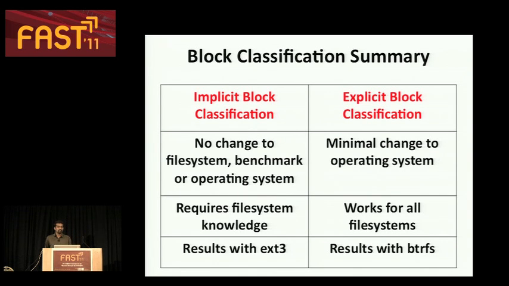This slide shows a summary of the two different block classification approaches that we just discussed. Implicit block classification approach doesn't need any change to the file system, the benchmark, or the operating system. However, it needs file system knowledge to parse the metadata. The explicit block classification approach, on the other hand, needs minimal change to the operating system, and since it doesn't need file system knowledge, it works well for all file systems. We have implemented implicit block classification for ext3, and I'll show the results in a few slides. And explicit block classification approach was tested with btrfs.